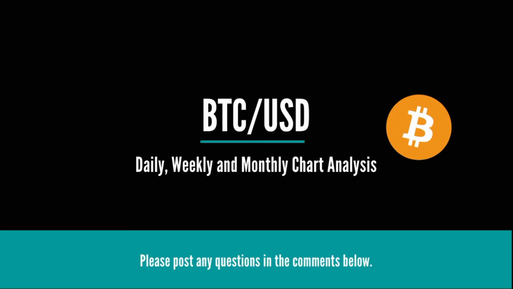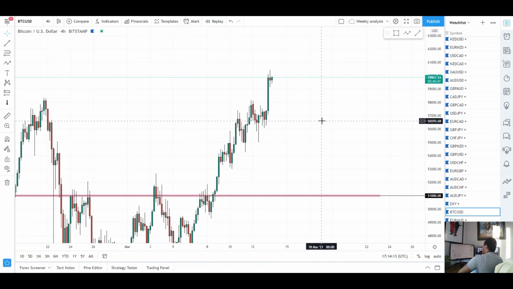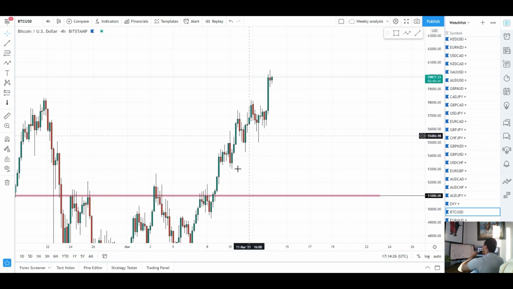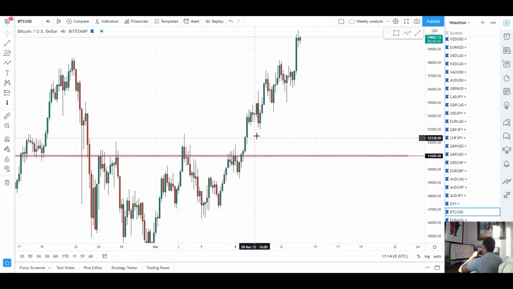And last but not least, we have Bitcoin. So for Bitcoin this week, we saw further continuation to the upside. We've actually gone and tested that 60,000 target there. I did say last week we do expect to see further continuation to the upside for Bitcoin and go and test that 60,000 mark if we get above 51,000.